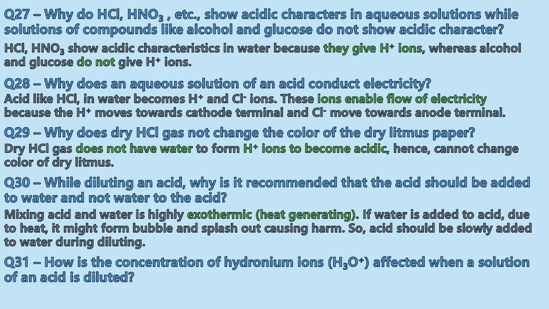How is the concentration of hydronium ions affected when a solution of acid is diluted? See, when a solution of acid is diluted, more water molecules will be added, right? So there will be fewer H plus ions to form hydronium ions. Upon dilution, the concentration of H3O plus ions decreases because there will be more and more H2O, that is water molecules, when compared to H3O plus ions. So the concentration decreases.